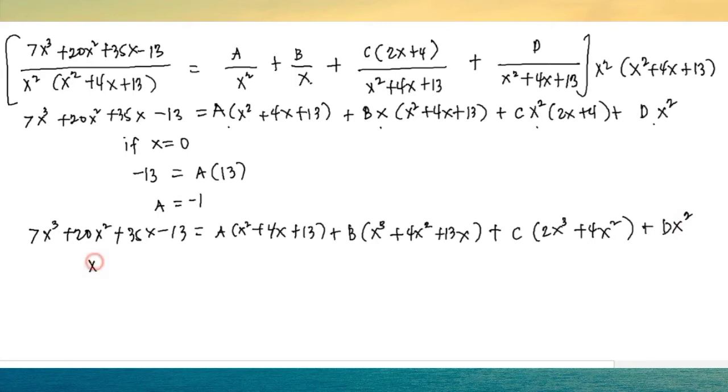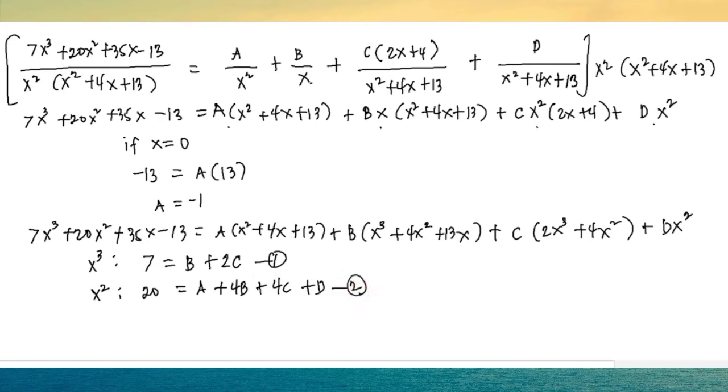So for the coefficients of x cubed, on the left side of our equation we have 7, and then here we have, in A there is none, in B there is, and in C that's 2C, and this is our equation 1. So for x squared, we have 20 on the left side, and A, we have 4B, we have 4C, and D. This is our equation 2.